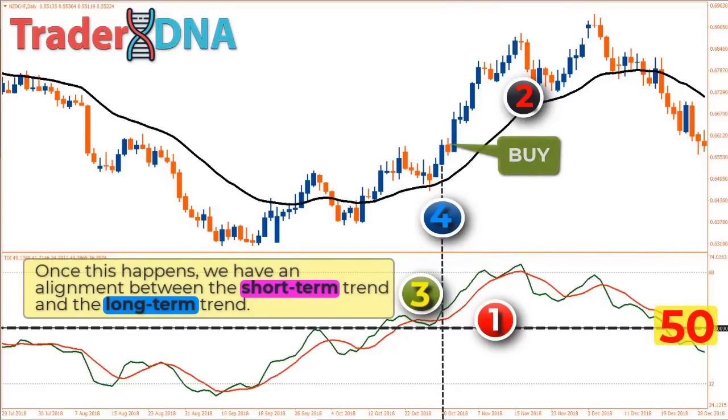When the green line crosses above the red line, it tells us that the buyers are buying and the fact that we have a positive sentiment. We're looking to buy in a market with increasing volatility and in a market where both the short-term and the long-term trend align in the same upward direction.